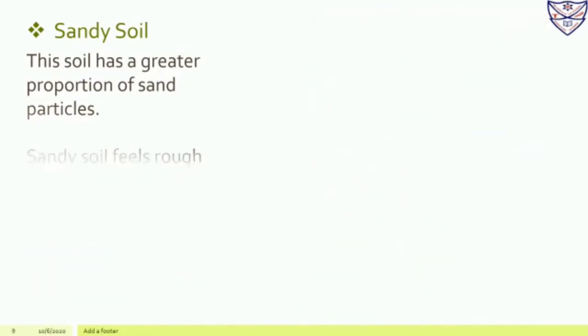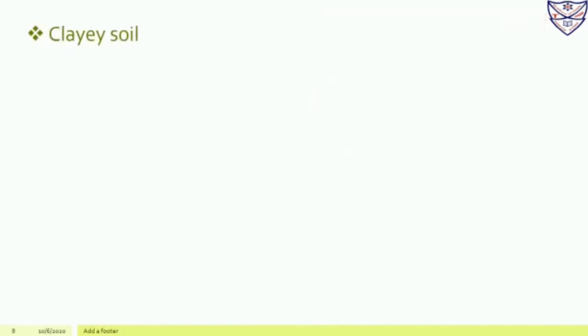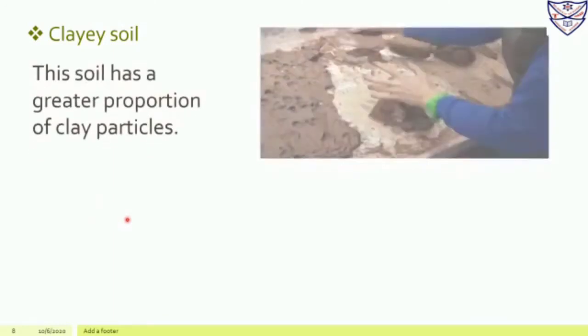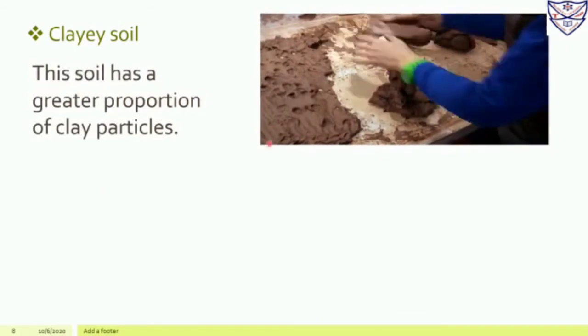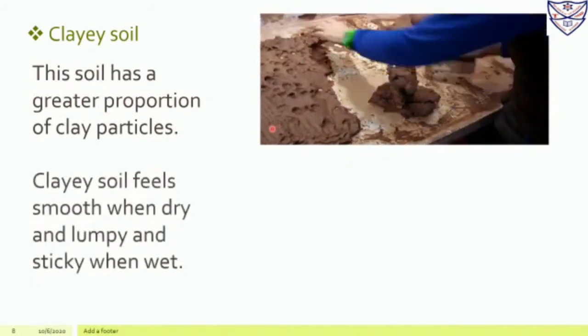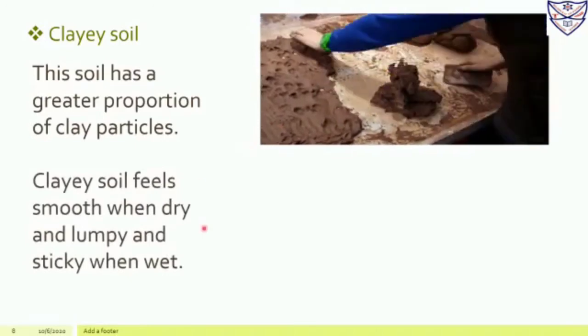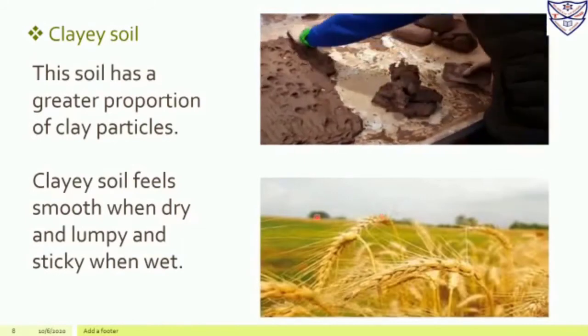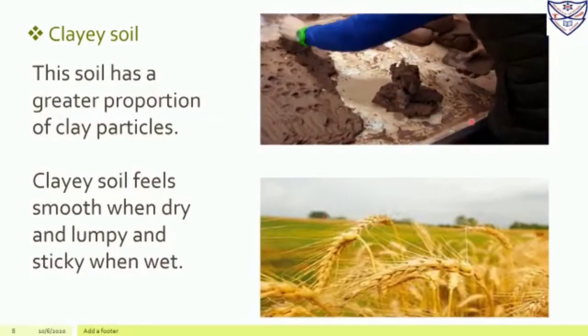Next, clay soil. Now, what is clay soil? This soil has a greater proportion of clay particles. Here in this picture you can see clay soil. The clay soil feels smooth when dry and lumpy and sticky when wet. Some examples of clay soil are wheat and paddy crops which are grown in clay soil. Clay soil is also used for making earthen pots, terracotta, etc.